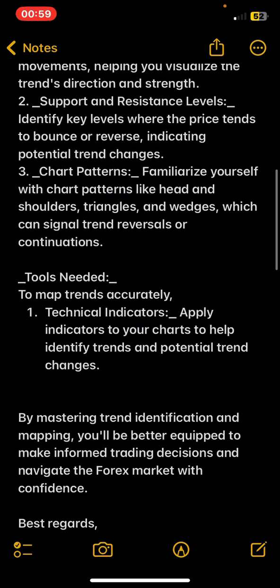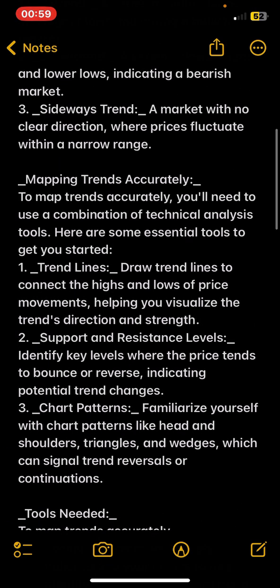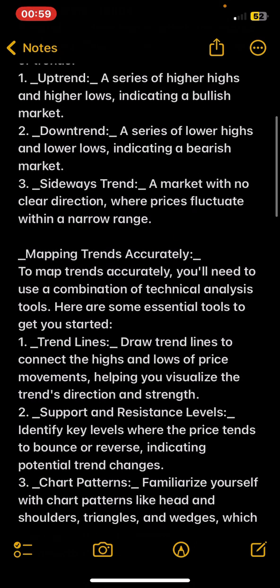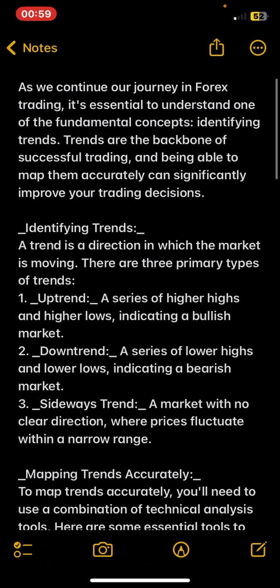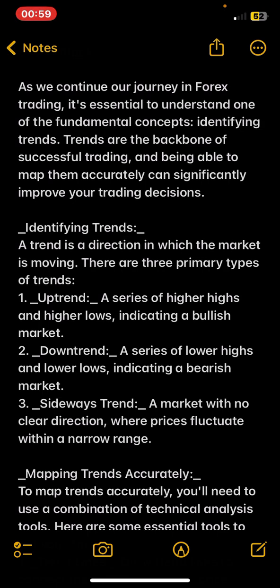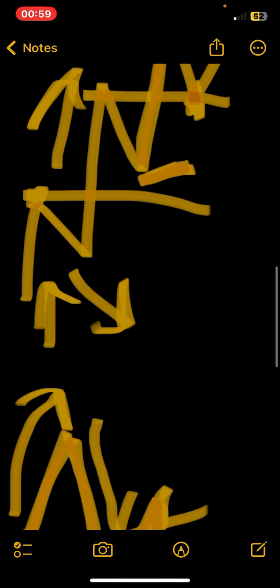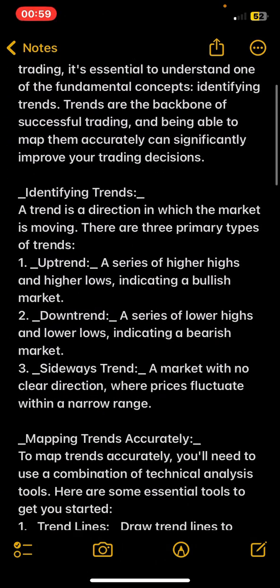Okay, so now let's go back to our notes. In the primary trends, there are just three primary trends, which include the uptrend, the downtrend, and the sideways trend, which is also called a ranging or consolidation zone. And I've explained them right here: this is the uptrend, this is the downtrend, this is the consolidation zone. So now let's dive into it.